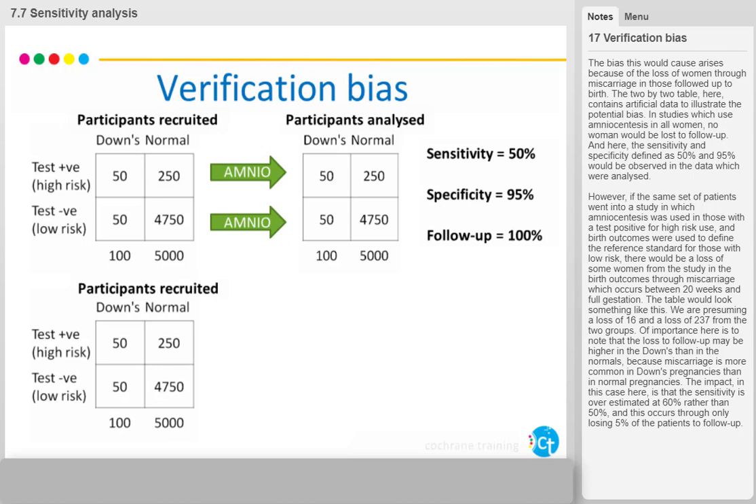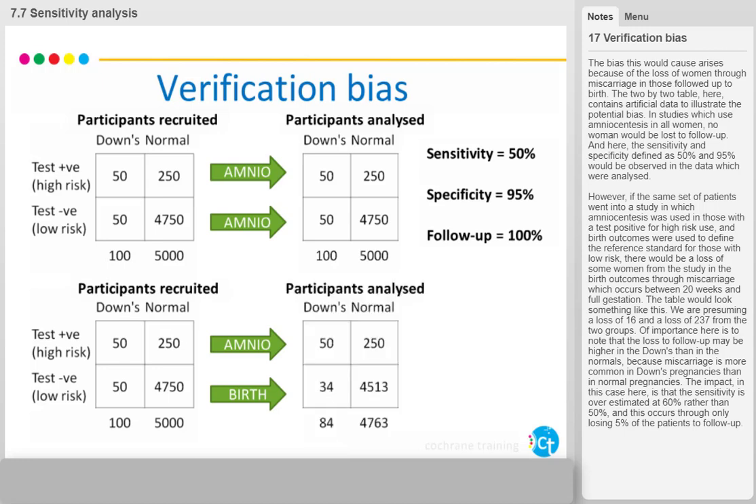However, if the same set of patients went into a study in which amniocentesis was used in those with a test result positive for high risk, and birth outcomes were used to define the reference standard for those with low risk, there will be a loss of some women from the study in the birth outcomes through miscarriage, which occurs between 20 weeks and full gestation. The table might look something like this. We are presuming a loss of 16 and a loss of 237 from the two groups.